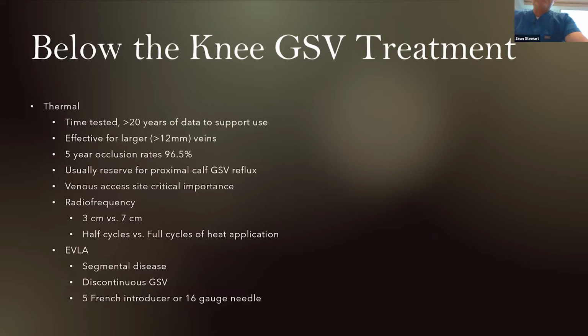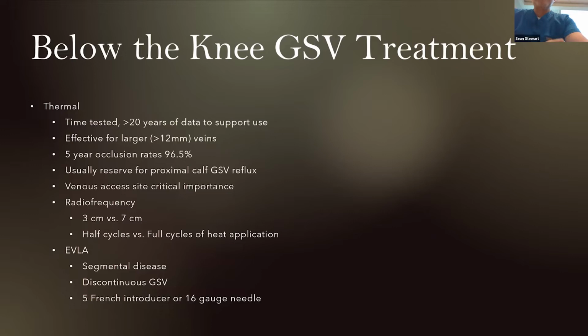Keep in mind, for segments 10 centimeters or more, a 7 centimeter RF catheter can be used, but for segments from 6 centimeters to 10 centimeters, you're going to want to use a 3 centimeter RF catheter. And for segments less than 6 centimeters, a laser fiber can be used by using a 5 French introducer or a 16 gauge needle to cannulate the vessel.